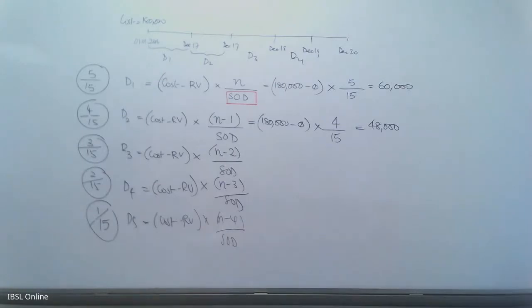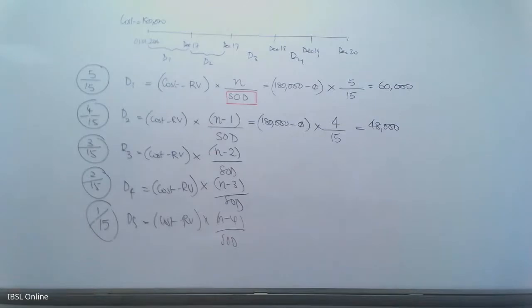So we have calculated D1 and D2 separately. That is, the question is up to December 2017. And they also asked us the accumulated depreciation, which means D1 and D2. So it will be 108,000. The remaining D3, D4, D5, if you want, you can calculate and see how it comes.